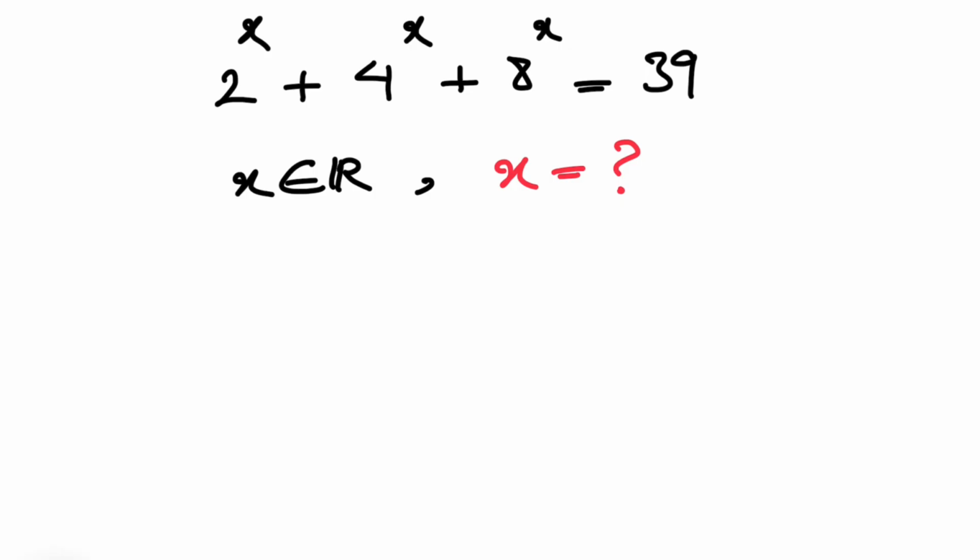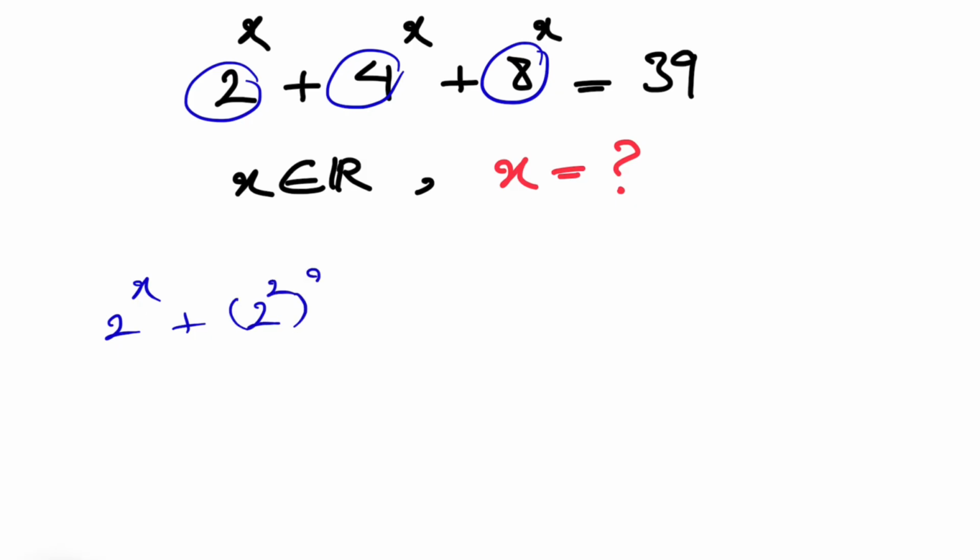If we look at the left side of the equation, we have 2, 4, 8, which are basically 2, 2 squared, and 2 cubed. So let's write it down like that. We have 2^x + (2^2)^x + (2^3)^x = 39.